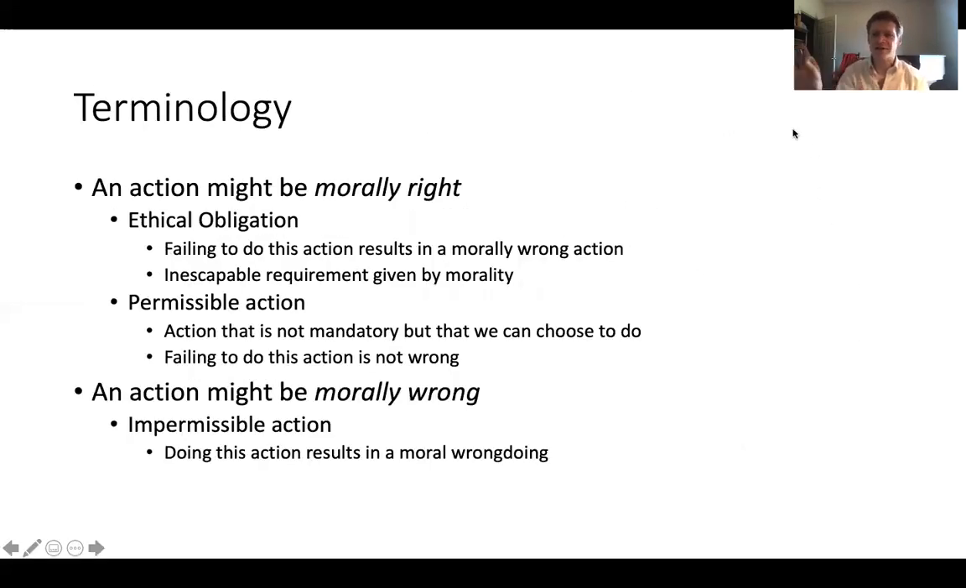Okay, so let's shift a little bit to some terminology. So we can say that an action is morally right, but that could mean two different things. So we talk a lot about ethical obligations in philosophy. So your obligations, this means that you are obliged to do them. That is, if you fail to do those actions, then that results in a moral wrongdoing, either to a person or a wronging kind of in general, right? So if I'm obligated, say, to give somebody money and I do something else instead of doing that, I've done something morally wrong, right?